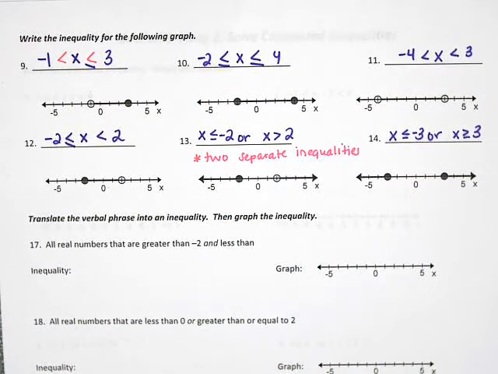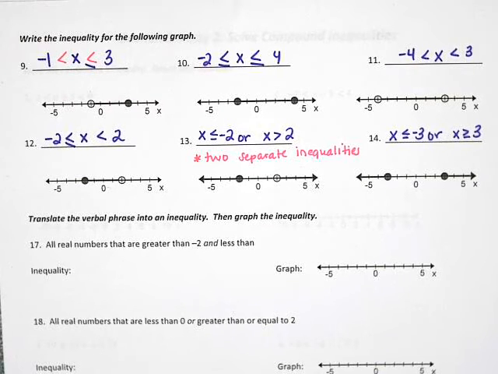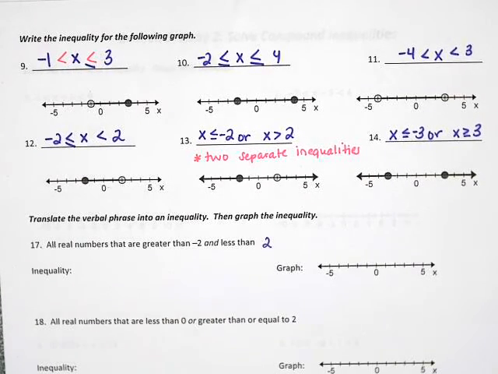The last thing we're going to talk about today is word problems. So all the real numbers that are greater than negative 2 and less than, there should be a number there. Let's say less than 2. Ooh, must have gotten deleted by accident.